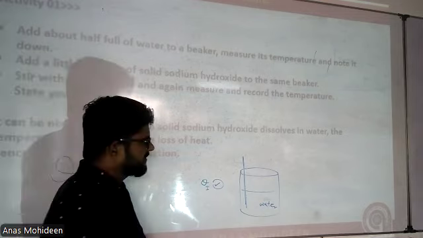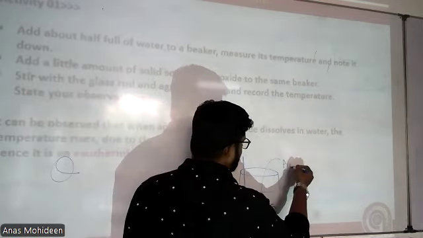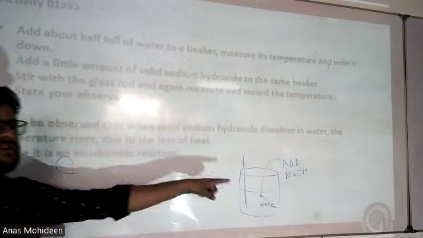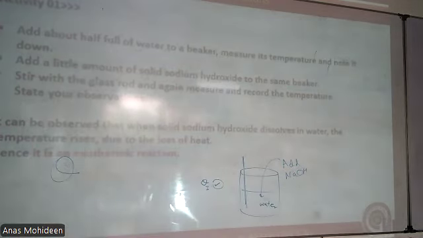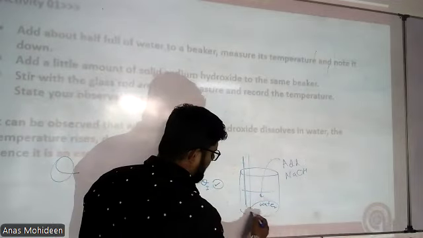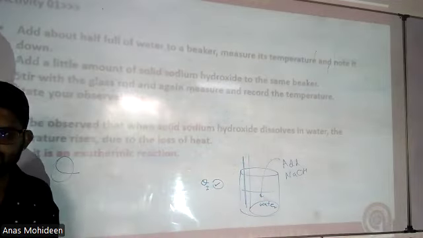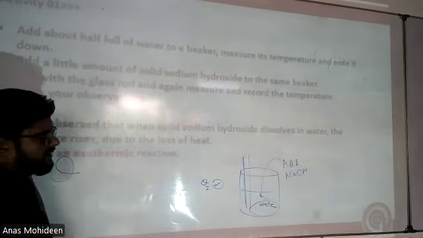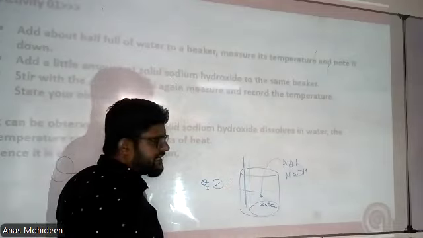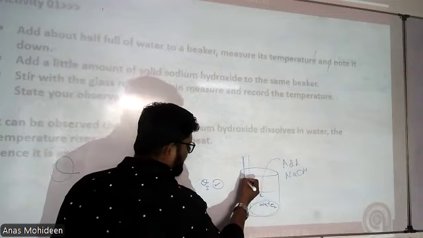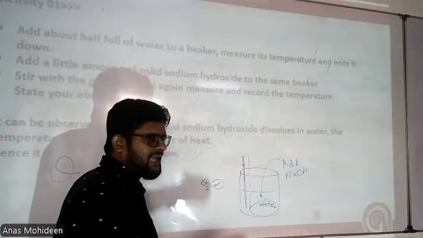Then what I do, I'm going to add sodium hydroxide, NaOH. Adding sodium hydroxide, I have to stir it with a stirrer. Or using a glass rod, I'm stirring it. And I observe the change in temperature. I can see the thermometer reading goes up. And I have to measure the maximum.